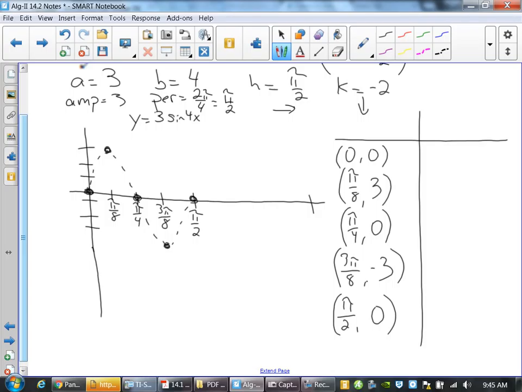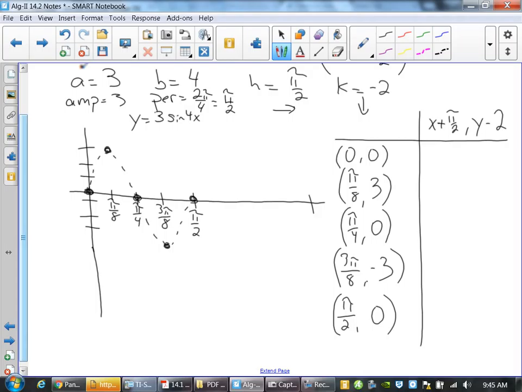To each one of those points, I have to move them in h and k. The h values go with which ones? X's. Therefore, k's go with y. So I know I'm going to take the x, and I'm going to add pi over 2. The y value, I'm going to subtract 2. And I do that to all of these ordered pairs. That's it. That's how I list out where I'm going.